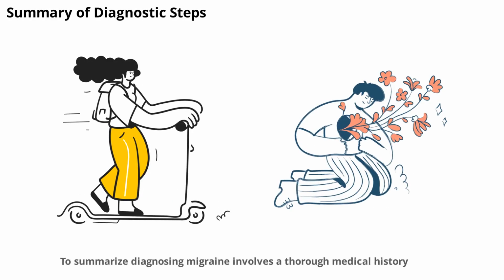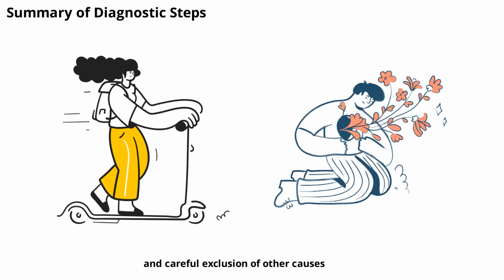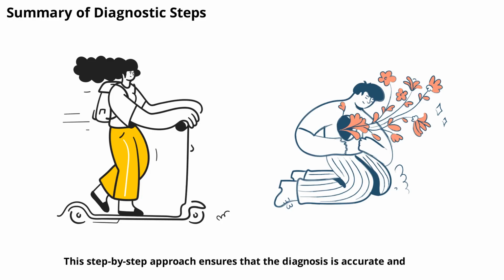To summarize, diagnosing migraine involves a thorough medical history, symptom assessment, physical and neurological exams, and careful exclusion of other causes. Additional tests are only used when necessary. This step-by-step approach ensures that the diagnosis is accurate and that you receive the most appropriate care for your condition.